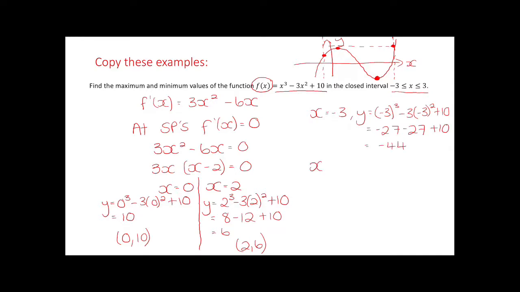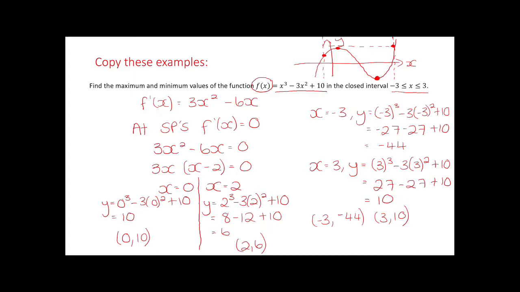When we consider what happens when x is equal to 3, y would be equal to 3 cubed minus 3 times 3 squared plus 10. So 27 minus 27 plus 10, so that's going to give us 10. So when x is equal to -3, we got the point -3, -44. When x was equal to 3, we got the point 3, 10.